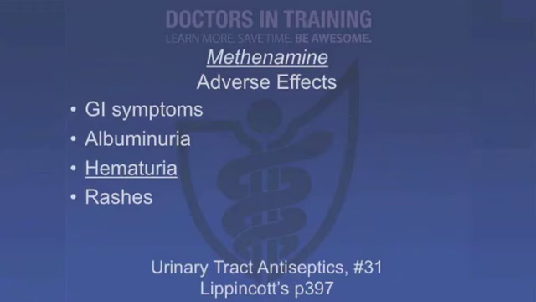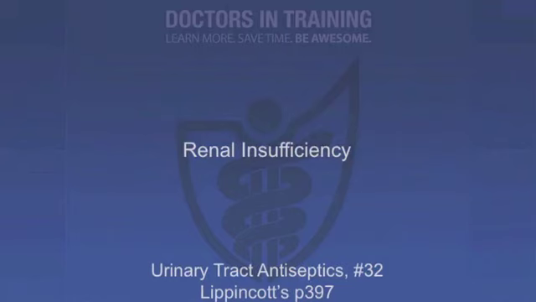Adverse effects: at low doses you can get some GI distress. At higher doses you can get some albuminuria, hematuria, and rashes. Specifically, methenamine mandelate, which is the combination drug, is contraindicated in patients with renal insufficiency because that mandelic acid may precipitate. And sulfonamides should not be used in conjunction because that formaldehyde can cause the sulfonamides to condense.